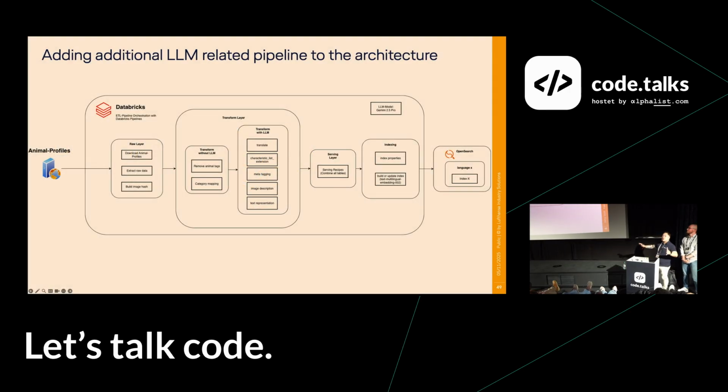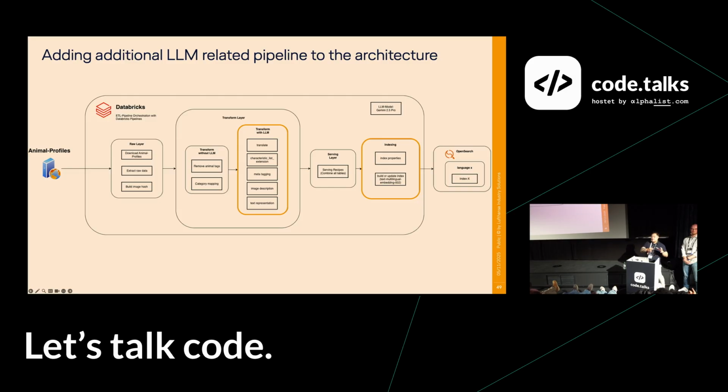First of all, you all know the medallion architecture, I think, with bronze, silver, gold, or here raw, transform, serving. What we have added here are two things. The first thing is transform with LLM. The second thing is the index part. I think most Gen AI or RAG use cases should extend this architecture with these parts.